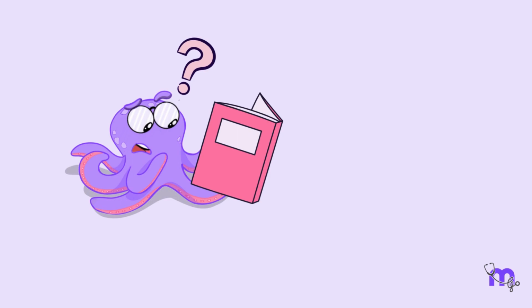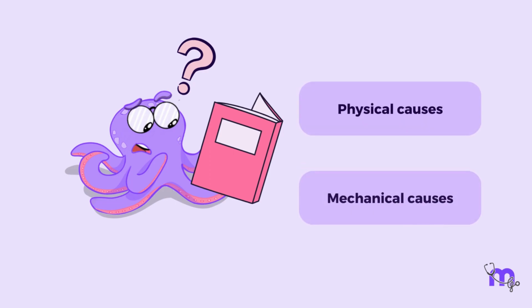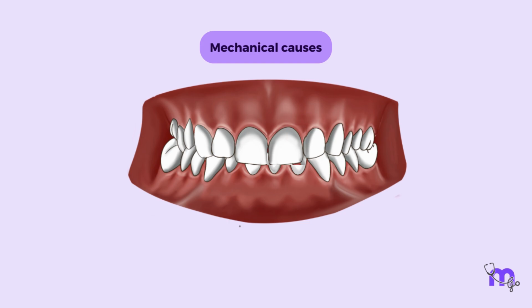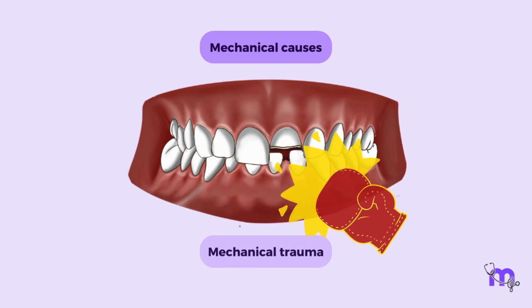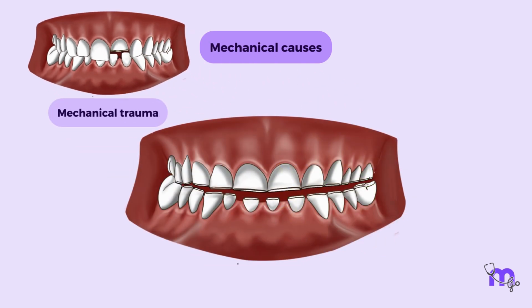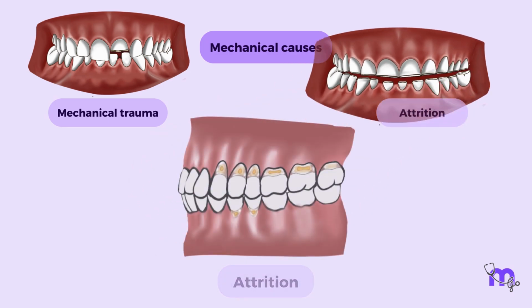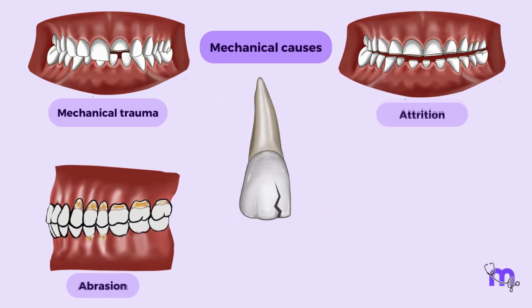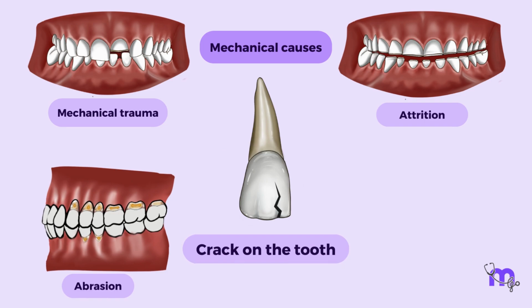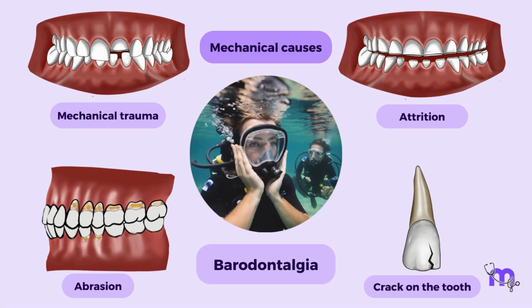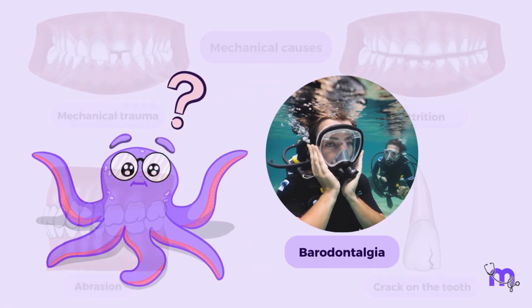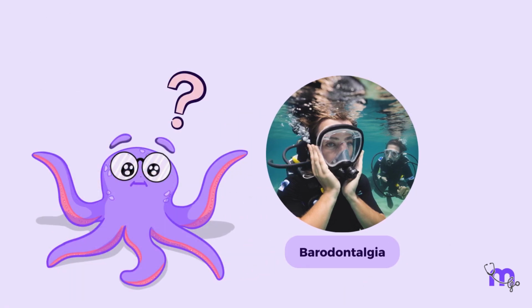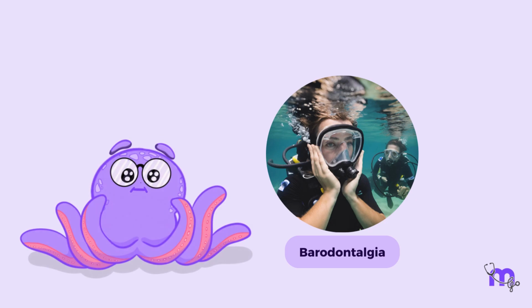I know it might sound a little hard to remember now, but let's make it simple by beginning with the physical causes, under which the first factor is mechanical. The mechanical causes include trauma, pathologic wear such as attrition, abrasion, crack on the tooth, and barometric changes. Does the term barodontalgia sound familiar? Well, if yes, then let's answer this question.